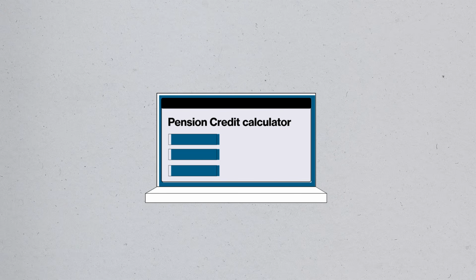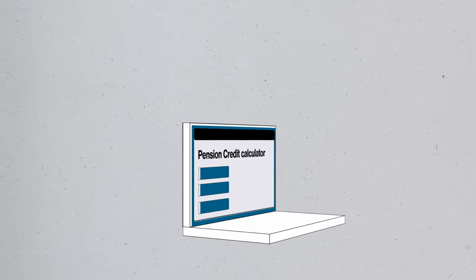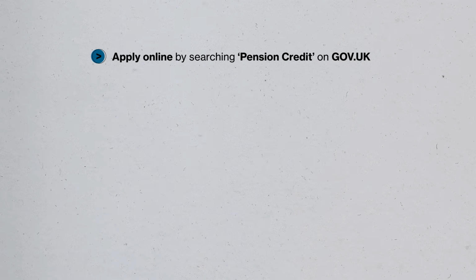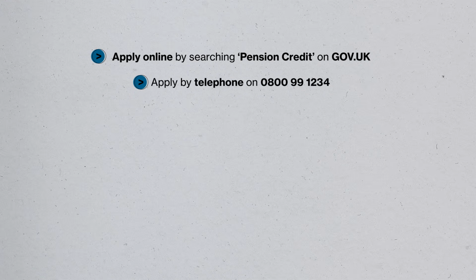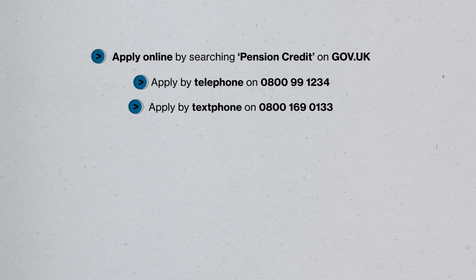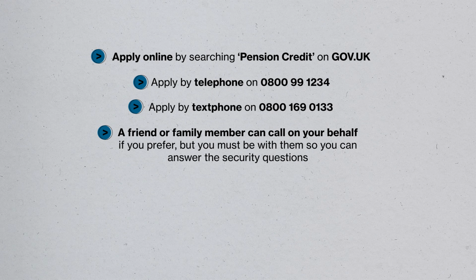After using the pension credit calculator and finding out what you may be entitled to, you can apply online by searching pension credit on gov.uk, apply by telephone on 0800 99 1234, apply by text phone on 0800 169 0133. A friend or family member can call on your behalf if you prefer, but you must be with them so you can answer the security questions.